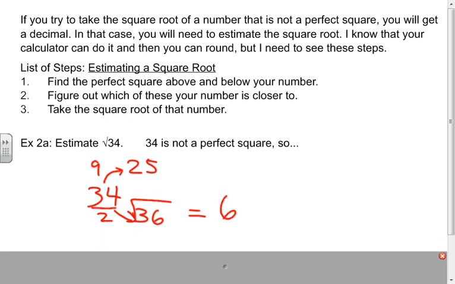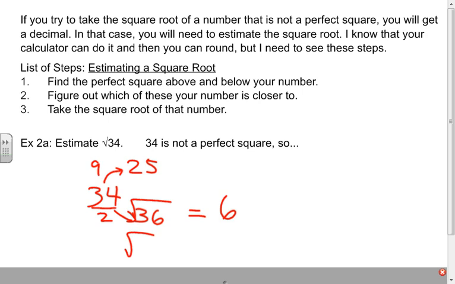So my answer, the square root of 34, it's not exactly equal to 6 because we estimated, so we put the little squiggly equal sign, which means almost or close to. So the square root of 34 is almost 6.